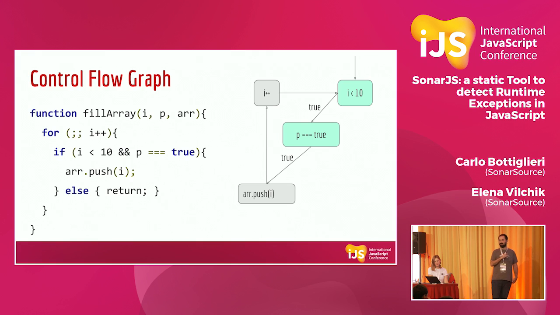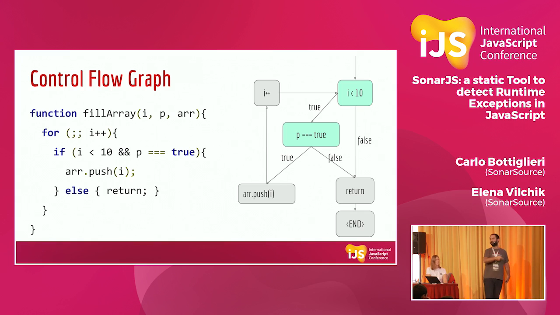But this is not enough. This is not all of it. There is more. So if p equals true was false, we will move to the else part of the if statement, and then we will return, and the function will be over. But there is still one thing that is missing, one logical branch. Can you tell me which one it is? The false case of the first condition. Indeed, the shortcut false, which bypasses the second entirely. And so this is your full control flow graph from a very, very simple function.